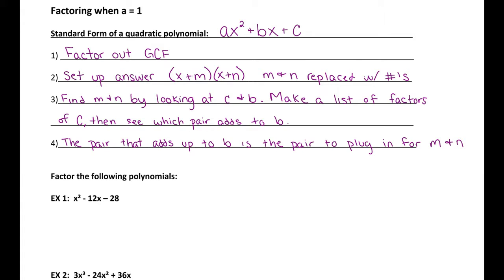For factoring a polynomial when a equals 1, a being the value in front of the x squared, your first step is going to be to factor out the greatest common factor like we did on the last page. Then you're going to set up the answer in the form of the quantity of x plus m and x plus n, where m and n will be replaced with numbers. To find m and n, we are going to look at the c and b values of our polynomial. We are going to make a list of factors of c and then see which pair of factors adds up to b. That pair will be plugged in for m and n.